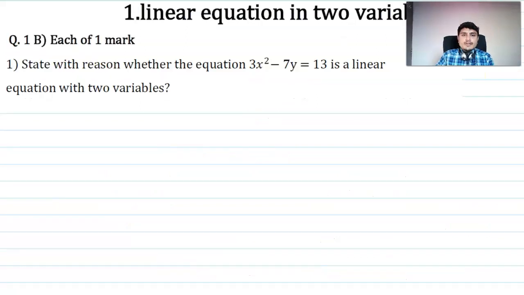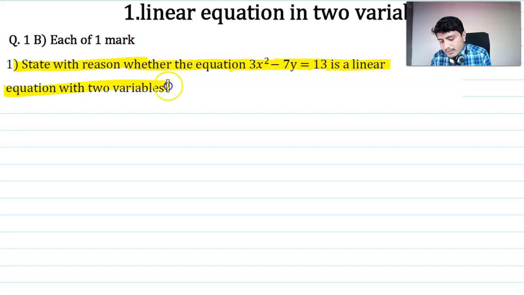Now we are going to discuss 1 mark questions. Asked in the question first B. We have the first question: state with reason whether the equation 3x square minus of 7y is equal to 13 is a linear equation with two variables or not. So we have been given the equation of the form 3x square minus of 7y equals 13.